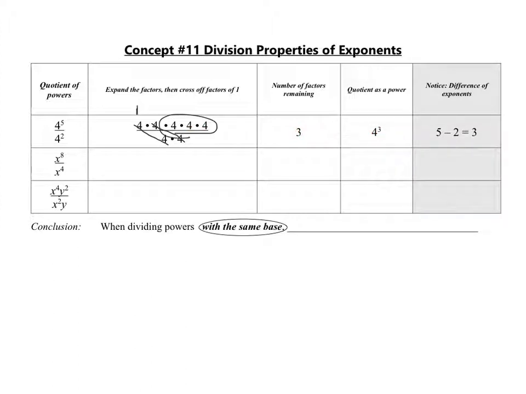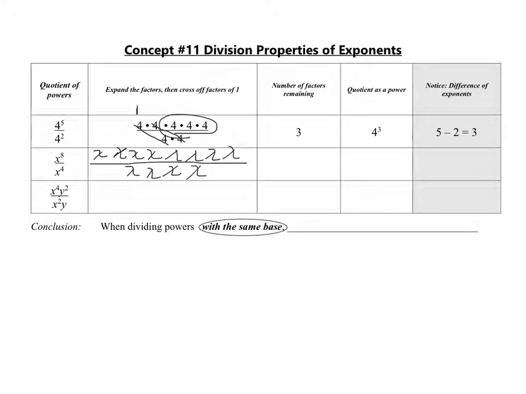So let's go ahead and take a look at the next one. The next one says x to the 8th divided by x to the 4th. So let's expand the top. X to the 8th means I'm multiplying x 8 times. So I've got 1, 2, 3, 4, 5, 6, 7, 8 x's over 4 x's. So I've got 1 x times x times x times x.